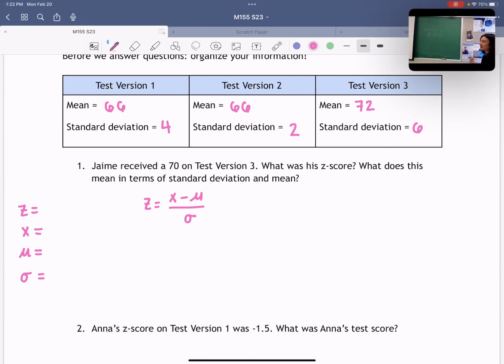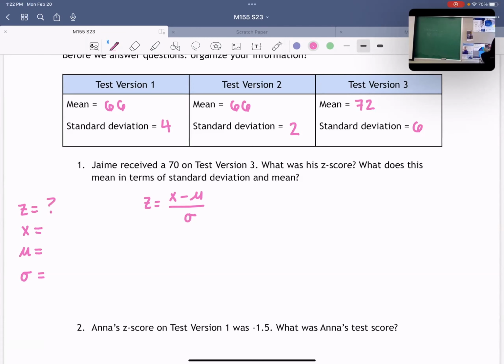It's got to be x, right? Because, well, first of all, the question is asking for the z-score, right? So it can't be the z-score if we don't know what the z-score is. And mu and sigma, they represent the mean and standard deviation. So 70 has to be x, okay? Now, mu and sigma just represent the mean and the standard deviation.